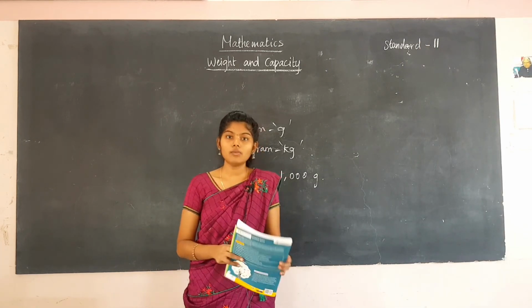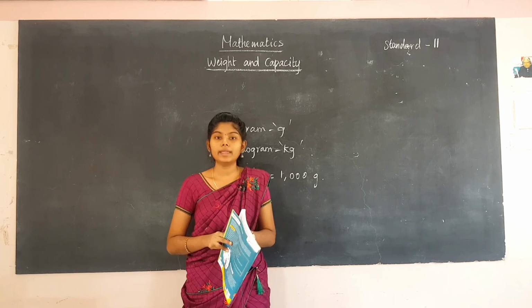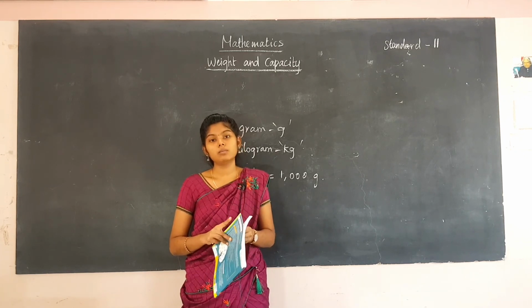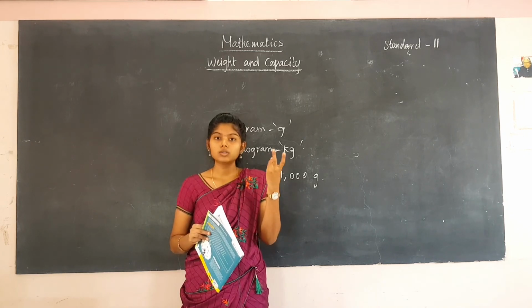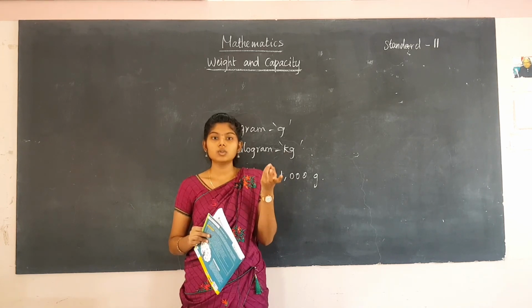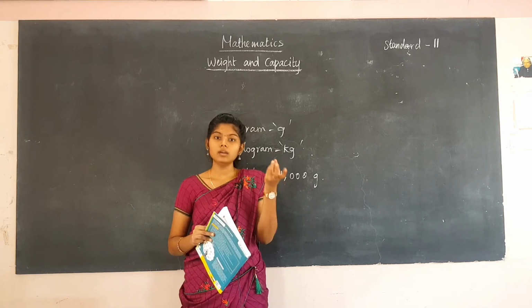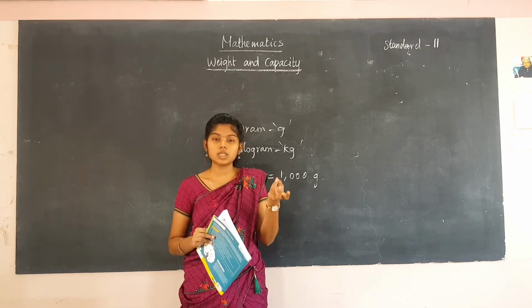So that's all. What we have seen here is how to weigh things, objects. We have used kilogram and gram, which are the two units. The standard units are kg and gram. Kg means kilogram, g means gram.